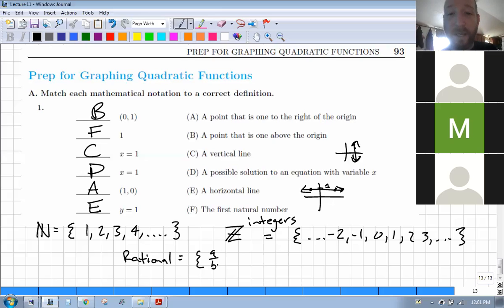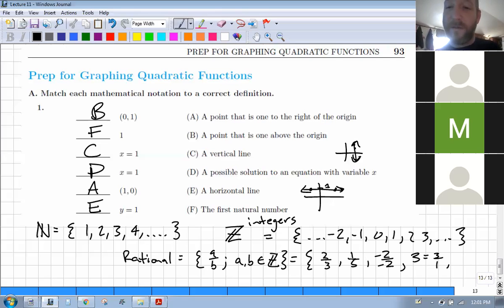The rationals are all A over B such that A and B are elements of the set of integers. So stuff that looks like 2/3, 1/5, -2 over -2. That's the same thing as 1, right? 3, because that's 3 over 1. Take one of these and put it over one of those, and you have the rational numbers. And then you also have the real numbers. That has all the rationals plus the irrationals.